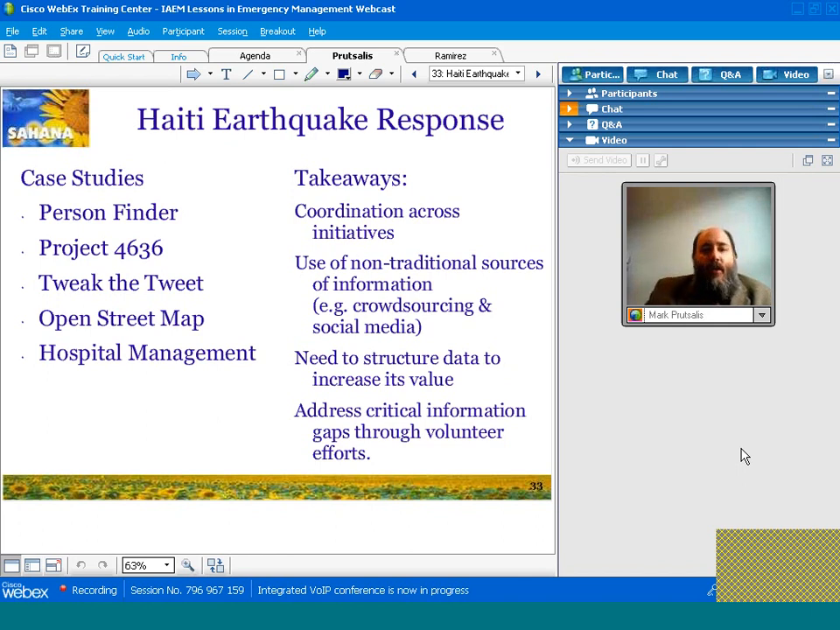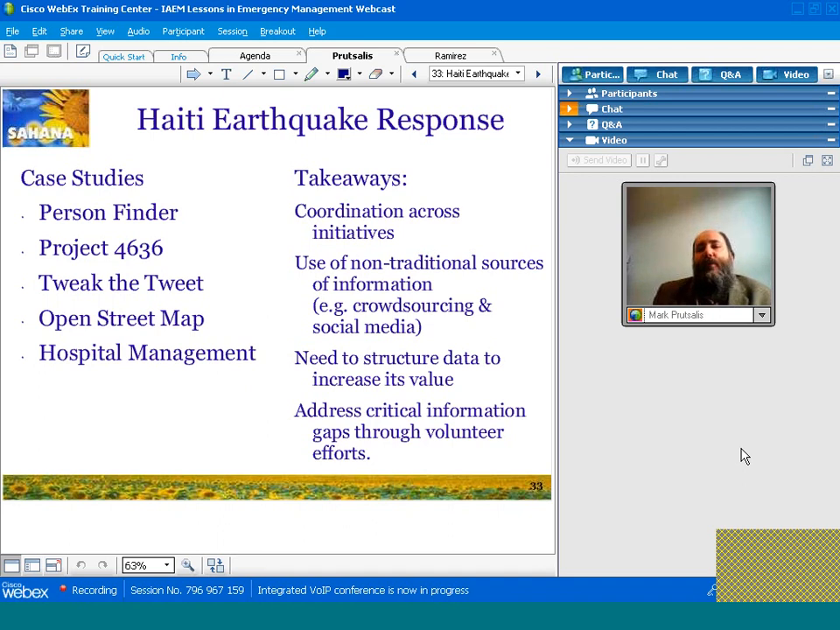So these all are really illustrative of the 4 takeaways that I've listed here that are the main points that I want you to walk away with, which is about the coordination across different initiatives. The activities that Sahana has been involved with have involved other groups, and we're very supportive because we each bring different capabilities. So we are not a mapping system, but we have a mapping client.